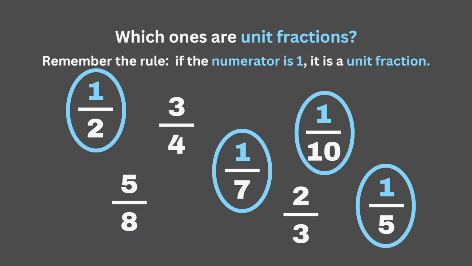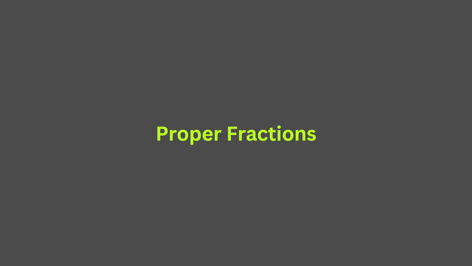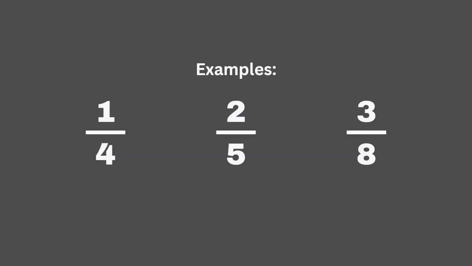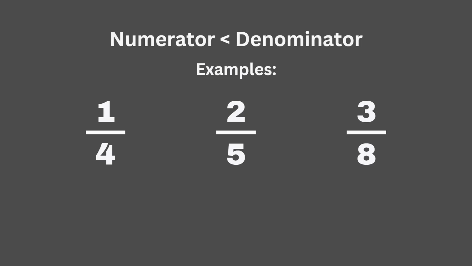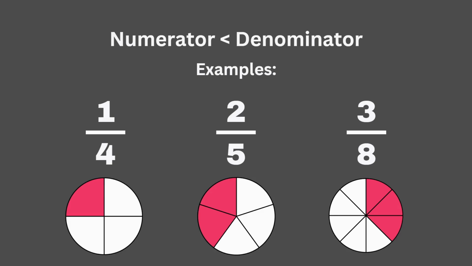Now let's learn about proper fractions. Look carefully at these examples. 1 upon 4, 2 upon 5, 3 upon 8. In all these fractions, the numerator is smaller than the denominator. Let's understand what that really means using pictures.